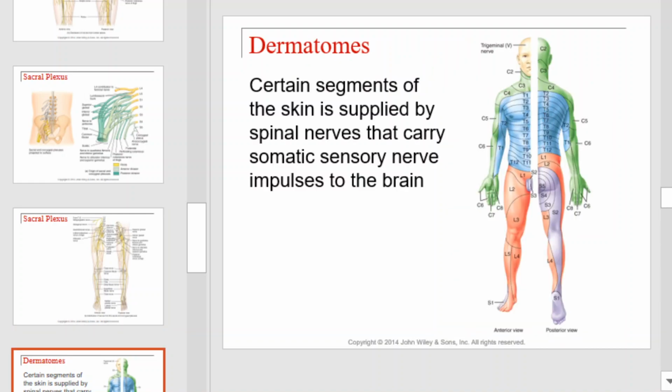Dermatomes. Certain skin segments are supplied with spinal nerves that carry somatic sensory nerve impulses to the brain. Those segments of skin are referred to as dermatomes and are illustrated in the picture to the right.